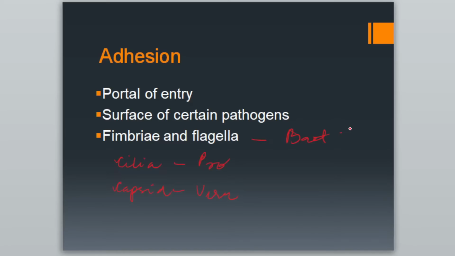Different molecules are present, either protein or carbohydrate, called adhesins. They are found on the surface of a certain pathogen and they bind to specific receptors of your host cell. This kind of interaction is very specific.